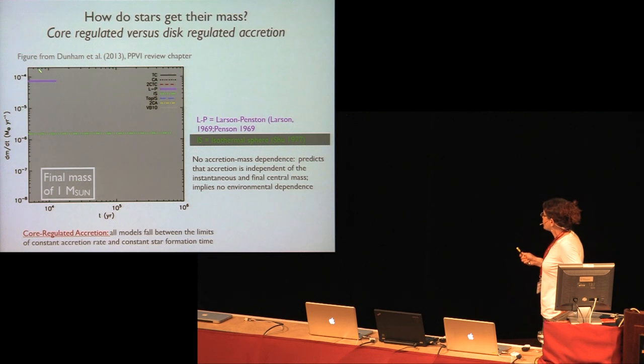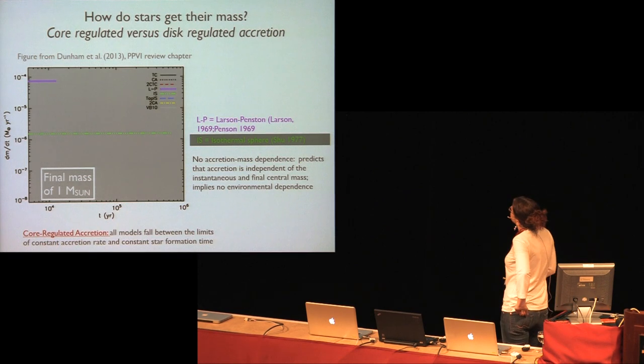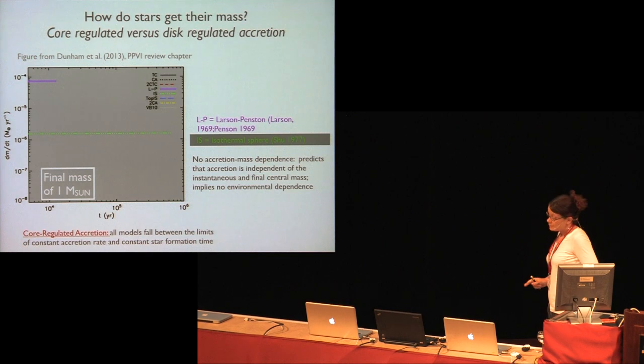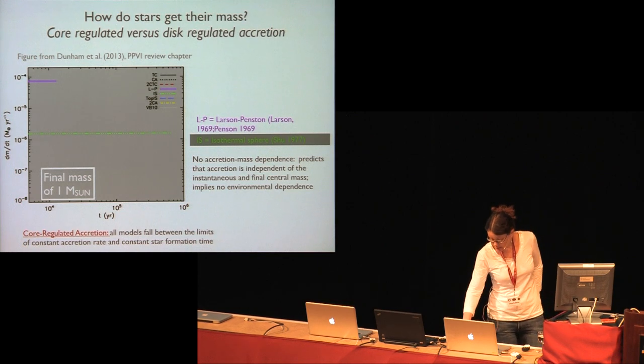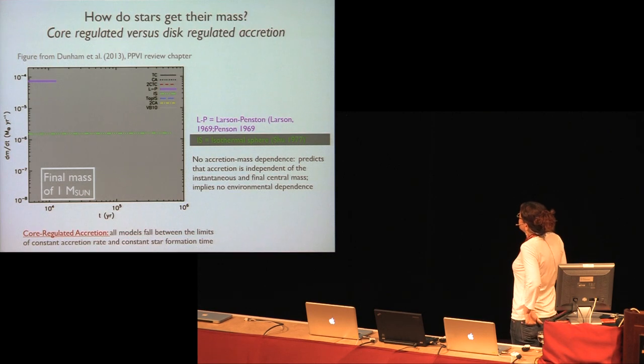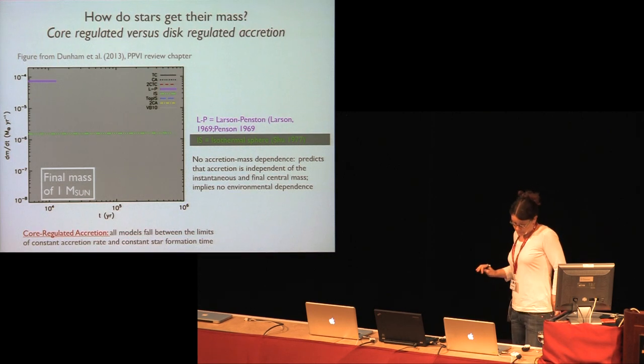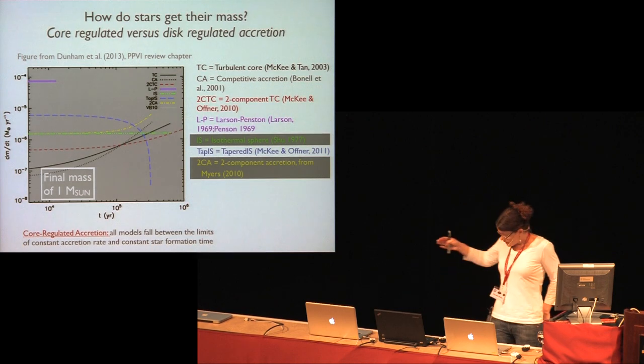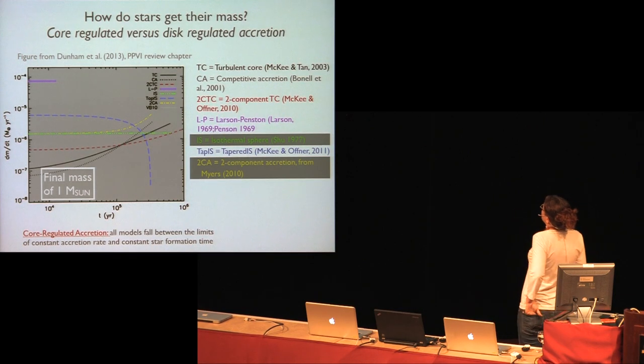So here we have the historical models for the mass accretion rate of a protostar. You know, these are basically the origin of the luminosity problem. And as time goes on, everything I'm going to show right now are core-regulated accretion models. So then we develop some more sophisticated models that do some different things in here.